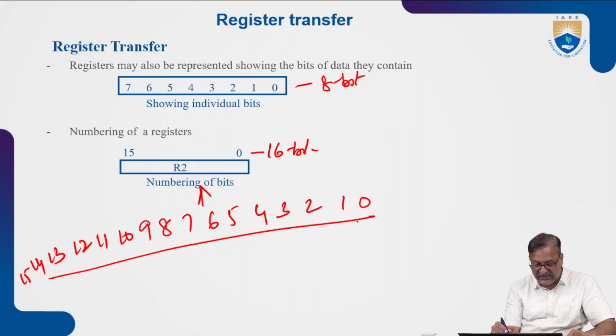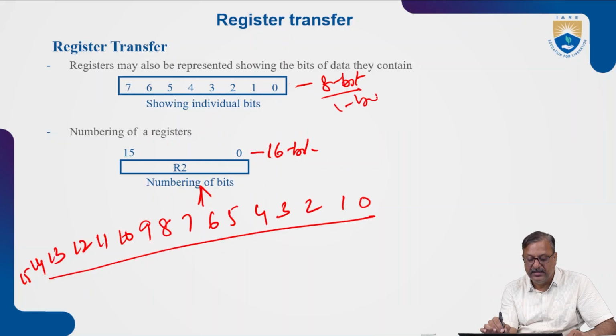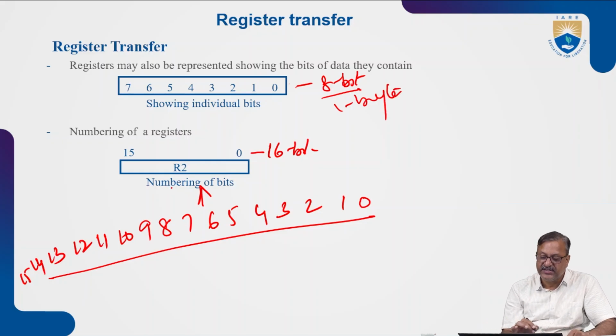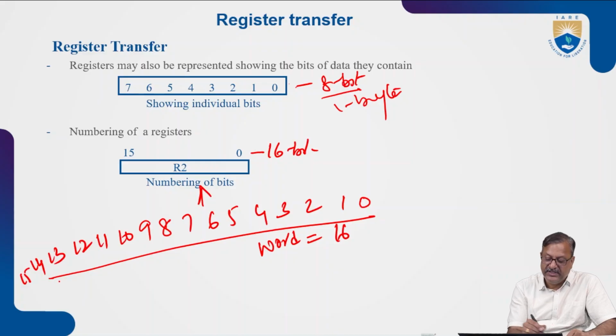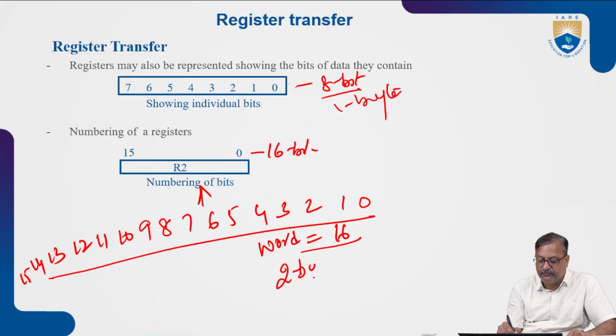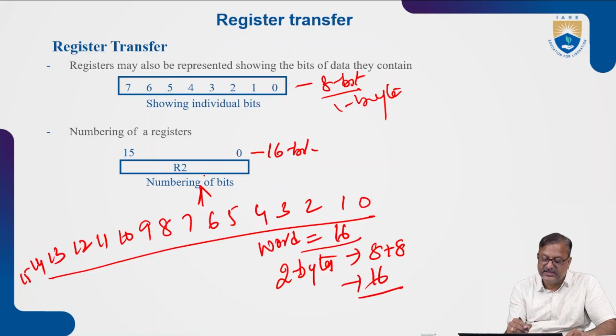That means the data size is more than 8 bits. Here, 8 bits is 1 byte, which we can store in a register. But this register has a higher capacity where it can store a word length. A word is equivalent to 16 bits. 0 to 15 is 16 bits. So, 16 bits means 2 bytes, which is equal to 8 plus 8. That means 16. So, the data storage in this register is double that of a byte. In this way, we define again here also the same.